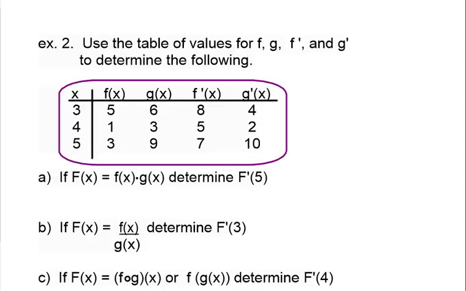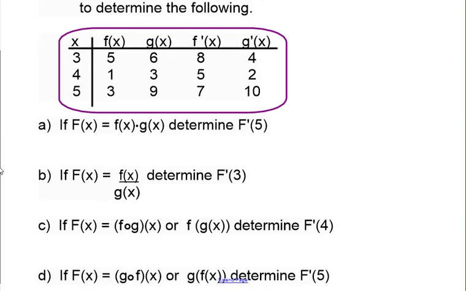So use the table of values for f, g, f prime, and g prime to determine the following. So there's our table of values. So if f of x is equal to f times g of x, determine the derivative at 5. Well, f times g of x, that is our product rule. So our product rule, we're going to have the derivative of the first times the second plus the derivative of the second times the first.